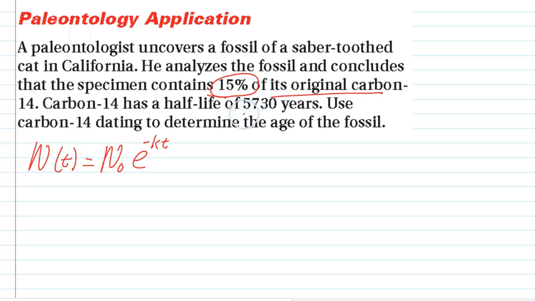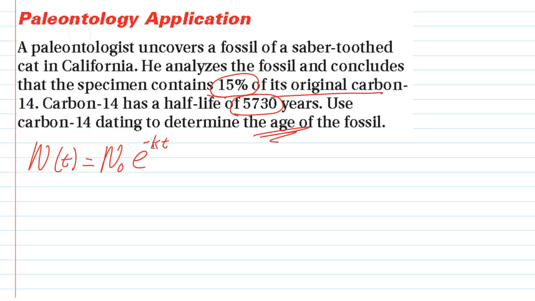Carbon-14 has a half-life of 5,730 years. Use the carbon-14 dating to determine the age of the fossil. Now, the problem is we have too many variables. I need to determine the age of the fossil, which is time, but I need the k. I need the decay constant.